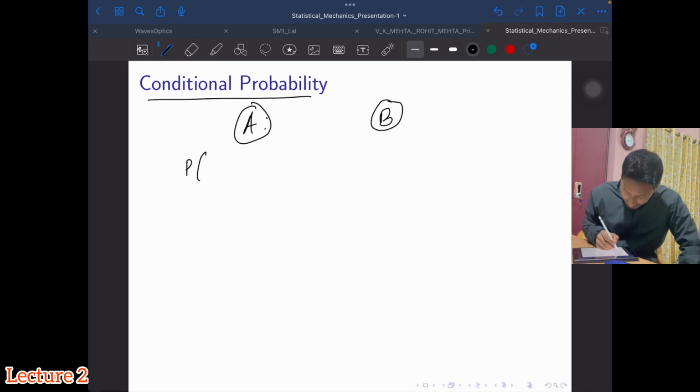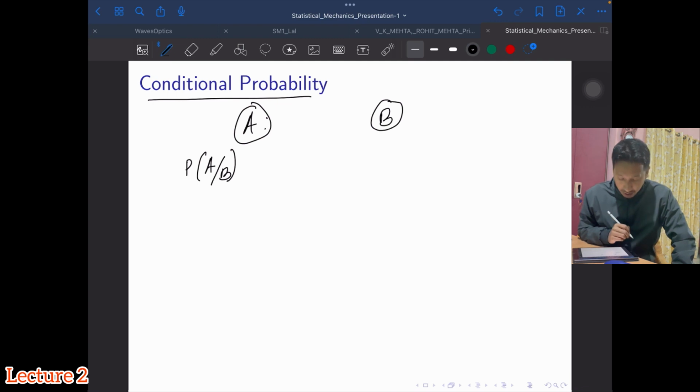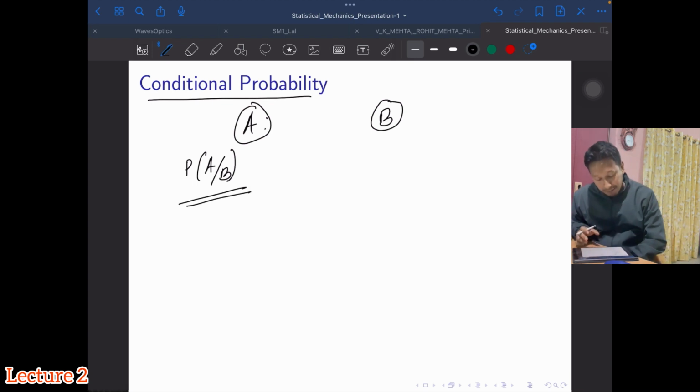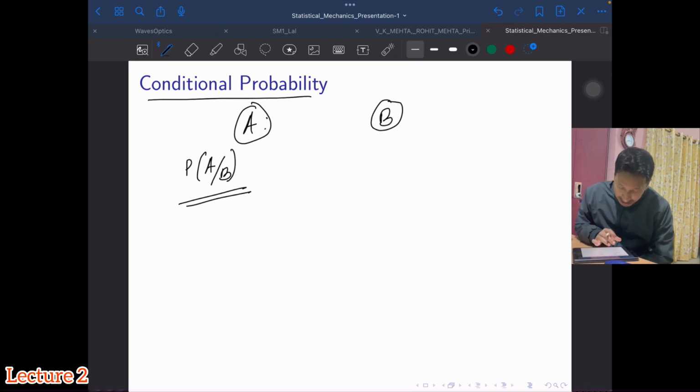So it is written like this: what is the probability of A given the condition that event B has occurred? So that is conditional probability. The basic idea is that this is how I represent the probability of occurrence of event A with the condition that event B has occurred. The best way to understand this conditional probability is with an example. So let's consider one example.